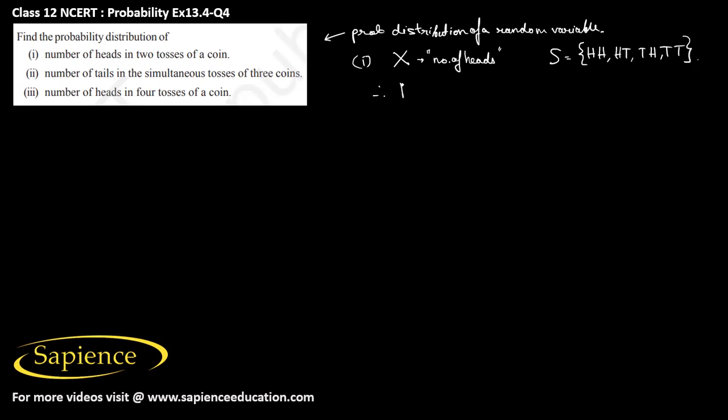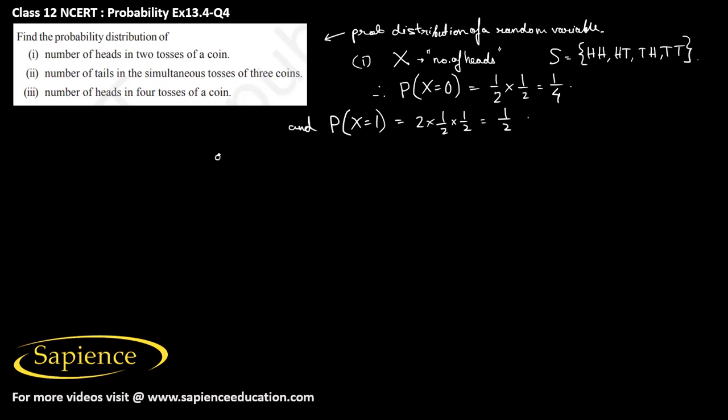So the probability of x equal to 0 means we should get both tails in the two tosses. So it will be the probability of getting tail times the probability of getting tail, so that would be 1 by 4. And then the probability of x equal to 1 means we should get one head and one tail, so that would be 2 into 1 by 4, which is 1 by 2.